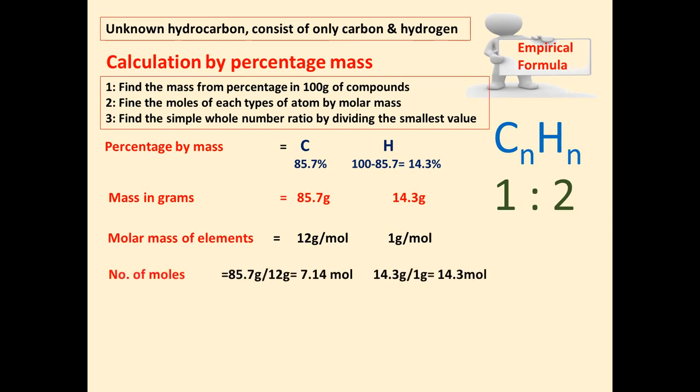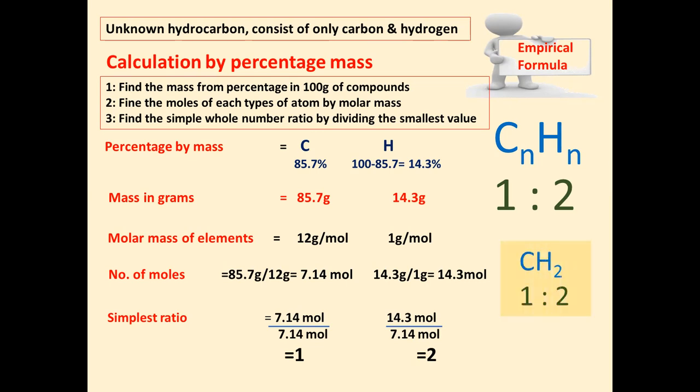We find their moles by dividing the mass over molar mass. So the mole of carbon is 7.14, while hydrogen is 14.3. Here the smallest value is 7.14. We divide both values by this value and get the simple whole number ratio. This is carbon 1 and hydrogen 2. So it means in this hydrocarbon, carbon and hydrogen come in a ratio of 1:2. So their empirical formula will be CH2.